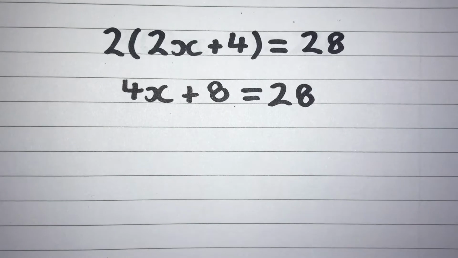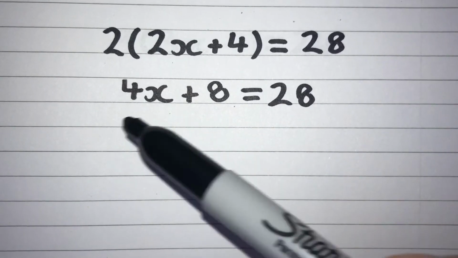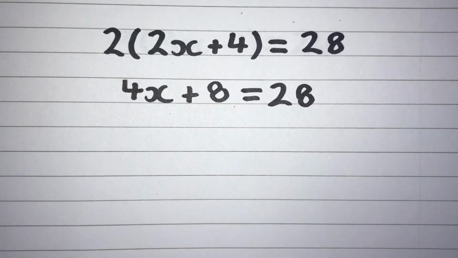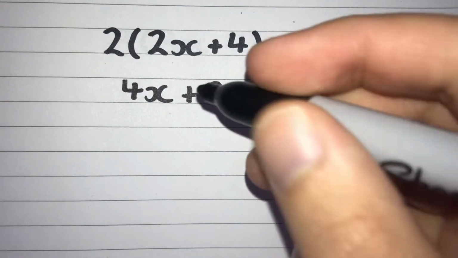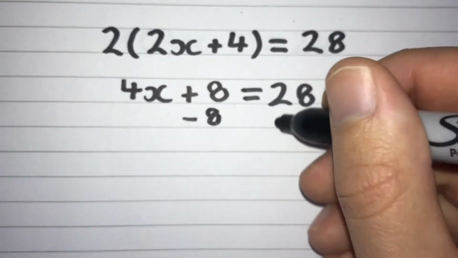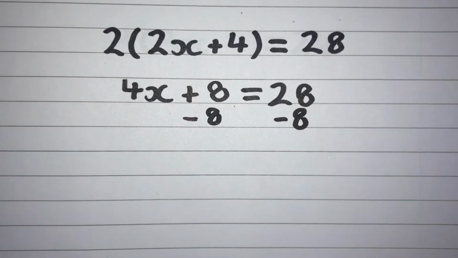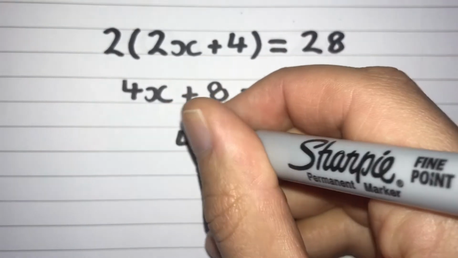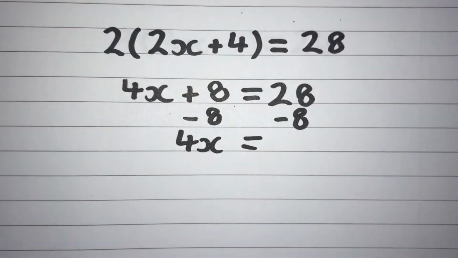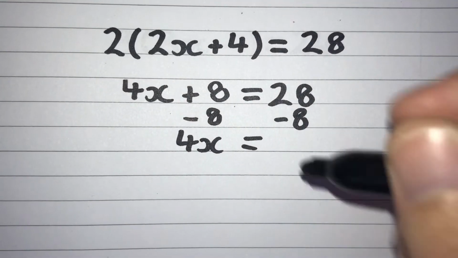Whatever x is, if we multiplied it by 2 and added 8, we get an answer of 28. So to find out what x is, we've got to work backwards. To begin with, we subtract this 8, because we've got to do the opposite of adding 8, and we subtract the 8 from both sides of our equals. On the left-hand side, that leaves us with our 2x, and on the right-hand side, 28 take away 8 leaves us with 20.